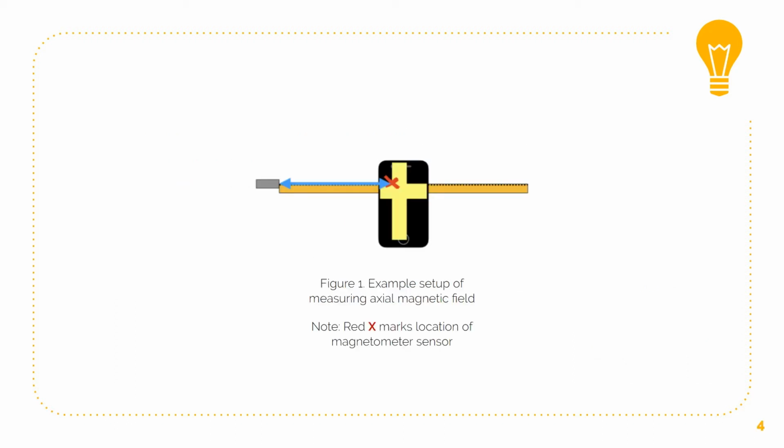Figure 1 shows the example setup for measuring the distance and B field on the axial position. The red X marks the magnetometer sensor.